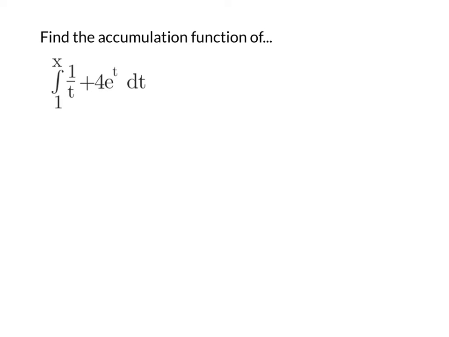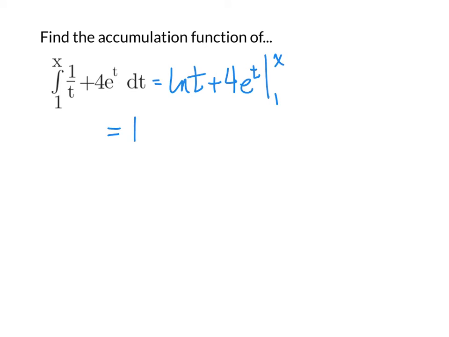Now pay attention to the details, because not every time are we integrating from 0 to x. In this case, we're integrating from 1 to x for 1 over t plus 4e to the t dt. But our plan is still the same, to actually integrate it. And the integral of 1 over t is going to be the natural log of t. And the integral of e to the t is e to the t. And we'll evaluate this from 1 to x.